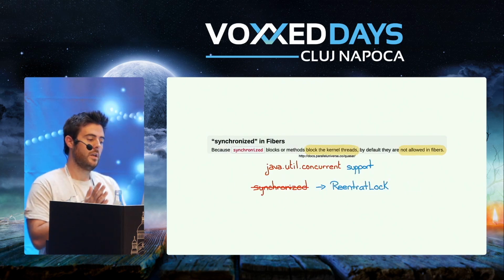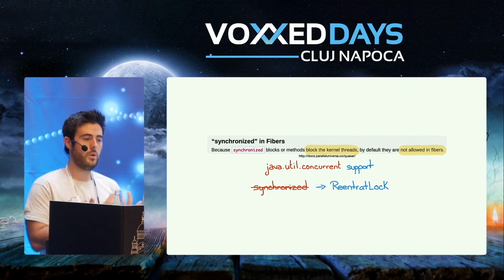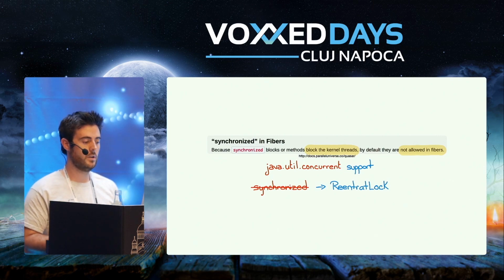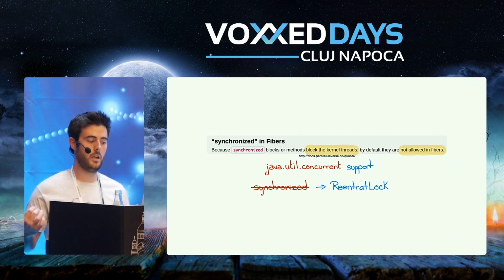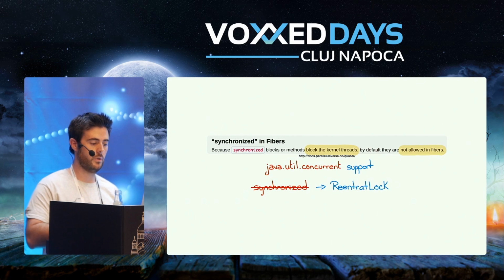Another limitation is with the synchronized keyword, because synchronized blocks the kernel thread. It is not allowed in fibers or lightweight threads either. The solution to this, if you have access to the source code, is to replace the synchronized keyword with an explicit lock, such as a reentrant lock, because continuation support has been added to the java.util.concurrent package. So you can use the familiar try lock and finally unlock pattern with the reentrant lock. There are other limitations, but they are more advanced, and I won't have the time to talk about them.